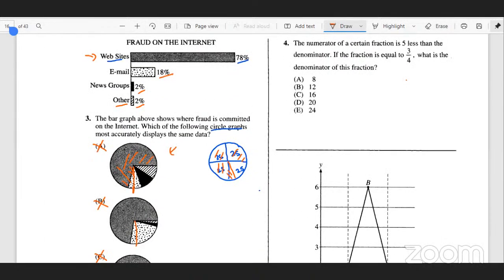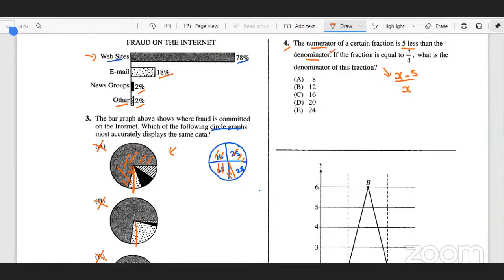Okay, the numerator, we are in this question. The numerator of a certain fraction is 5 less than the denominator. Now, before reading the rest of the question, let's just understand the first statement, okay? So numerator is 5 less than the denominator. Now, let's say I have a fraction where the denominator is x, and since the numerator is 5 less than the denominator, I can write down x minus 5, okay? So the denominator is x and the numerator is 5 less than x. So we are clear with the first line.